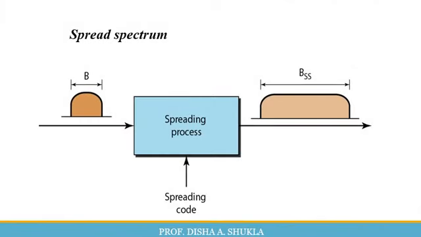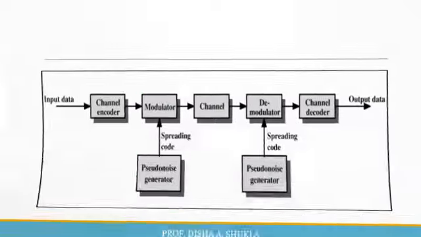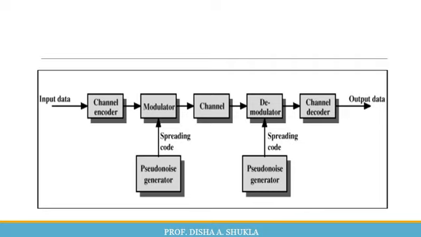Now this is how it actually works. You have a signal that has a narrow bandwidth, and then when you apply the spreading process to it using a spreading code, your whole signal will be spread in a larger band. And this is how the actual process takes place.